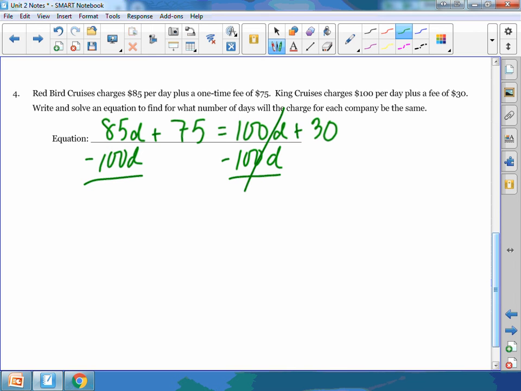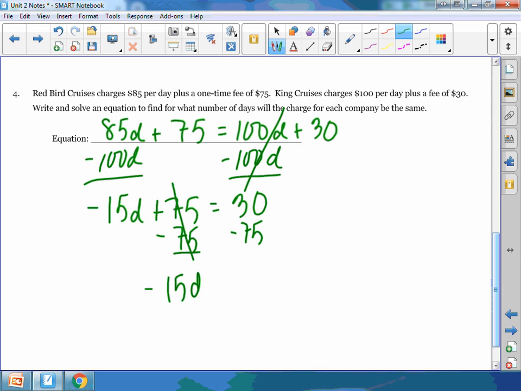Okay, so it cancels here. I have negative 15d plus 75 equals 30. Now I'm going to get my 75 out of there. And I get negative 15d is equal to negative 45. Whereas most of you probably have 15d equals 45, right? Doesn't matter. Divide by negative 15.